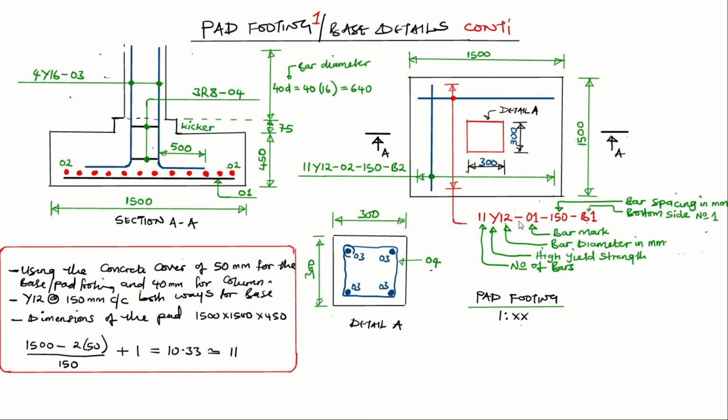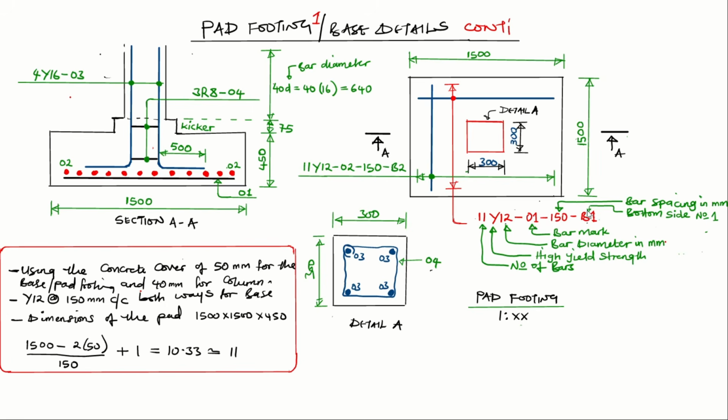Then you put a dash. The next number that you're going to write will be your bar mark. Then after you've indicated the bar mark, so for example, in our case, this is going to be bar mark 1. You're going to put another dash. Then you write your what? Your bar spacing. The spacing that you're using, so for example, in our case, we're using the spacing of what?